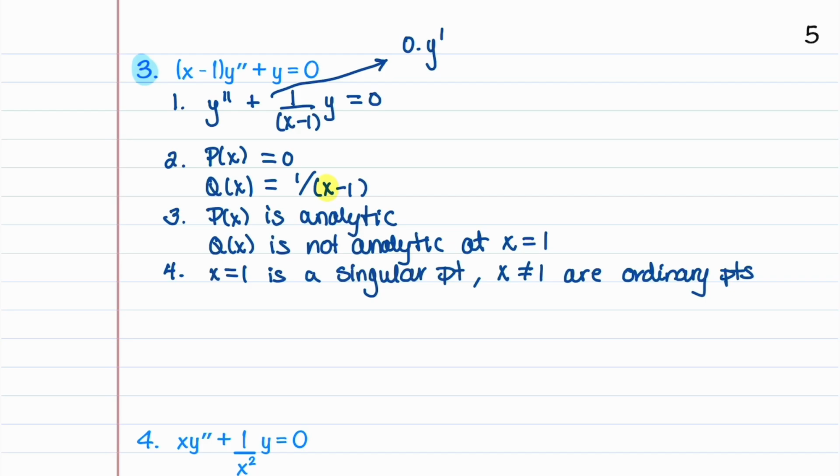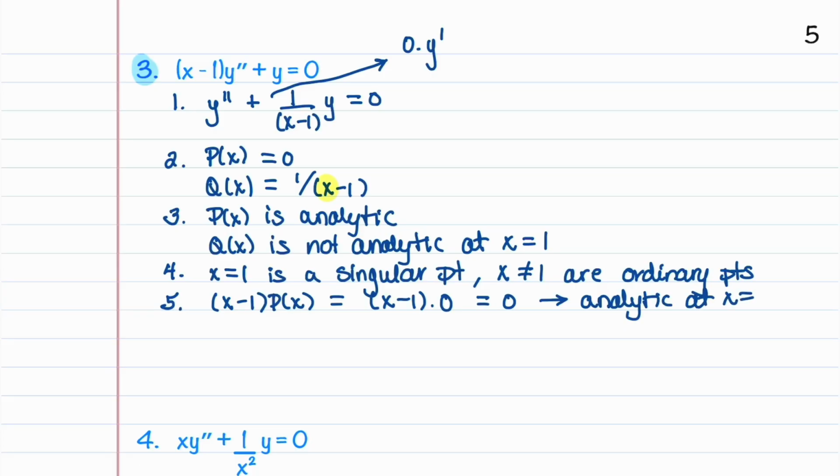Now what we need to do in step 5 is classify this singular point at x is equal to 1. To do that, we have to multiply by x minus a, so in our case that's x minus 1 times p of x. This gives us x minus 1 times 0, because p of x is 0. So that's 0. So this is analytic at x is equal to 1.